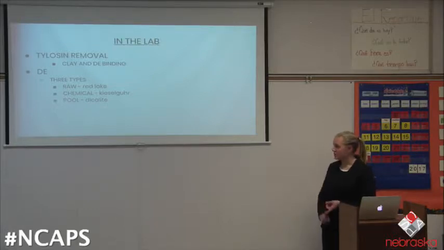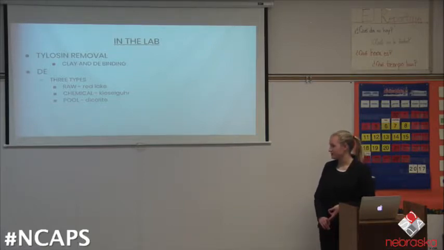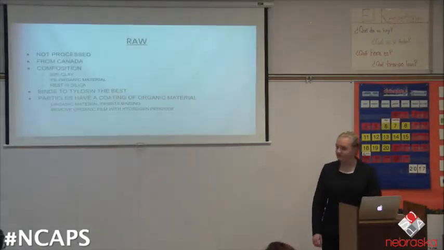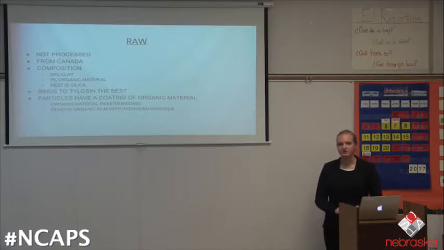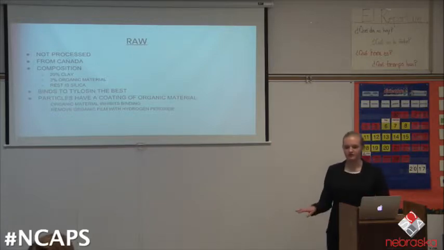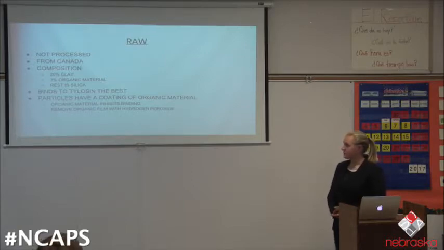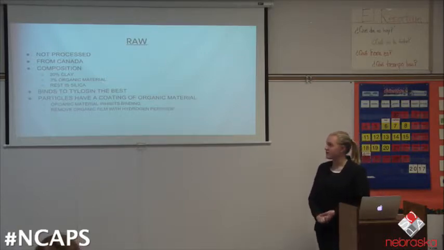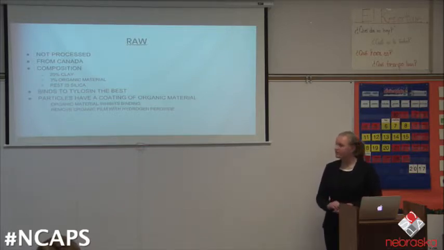So there is the raw one, the chemical one, and the pool kind. And their actual names are on the right, but we just call them the ones on the left for simplicity. So the first one was the raw diatomaceous earth, and diatomaceous earth is just earth that contains all these dead marine organisms that lived a long, long time ago when everything was covered in water, and they died, and now they're just a part of the soil. And this kind was from Canada, and it was composed of 20% clay, 3% organic material, and the rest is silica, which is what the diatoms are made up of.